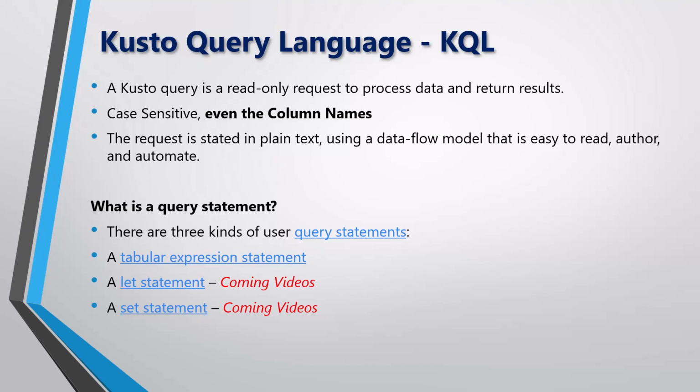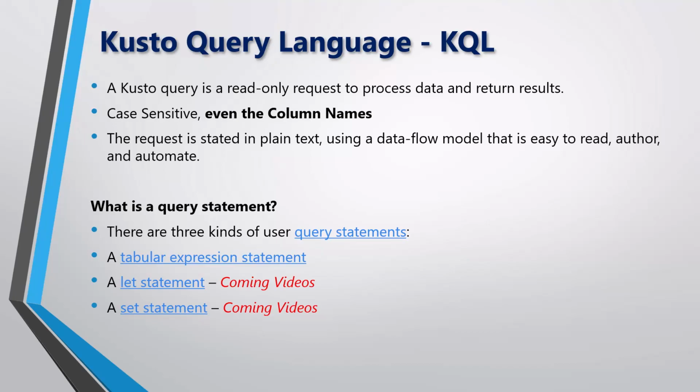Now, before we actually delve into the practical, Kusto Query Language is only a read-only request to process data and return results. It is very much case sensitive. Even the column names are very much case sensitive, and I'll show you how that actually affects you when you write down the query. And Kusto Query Language is written in plain text using a data flow model, where you go from one sequence to another with the help of the pipe symbol, and it is very easy to read, author, and automate.